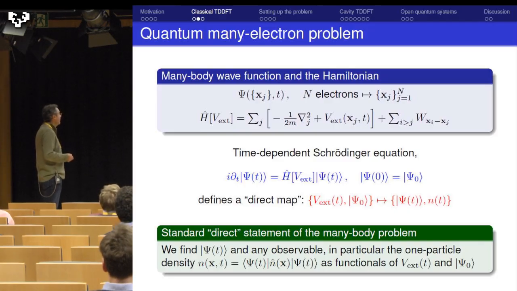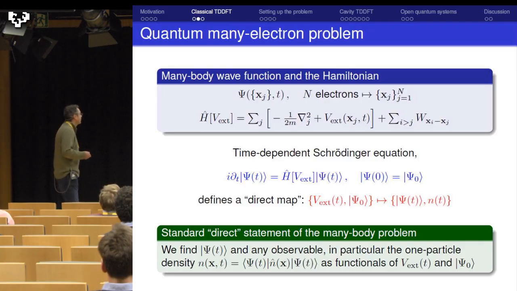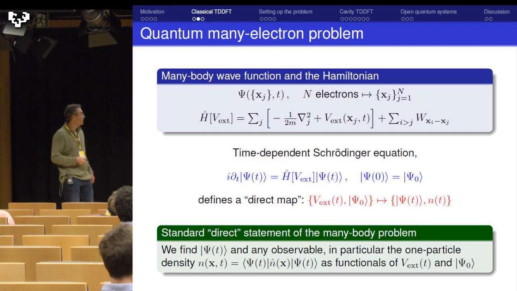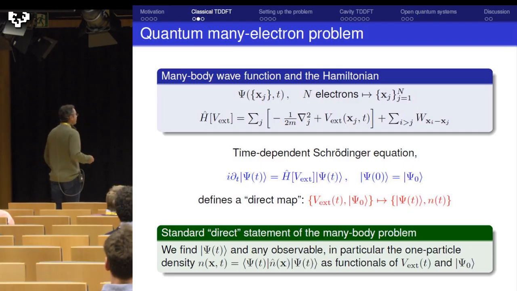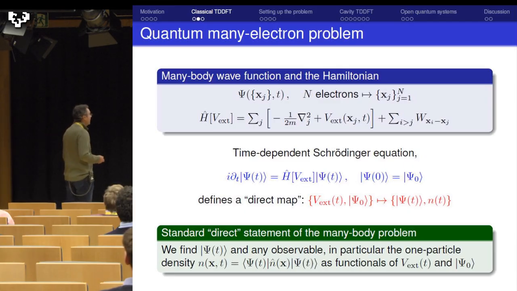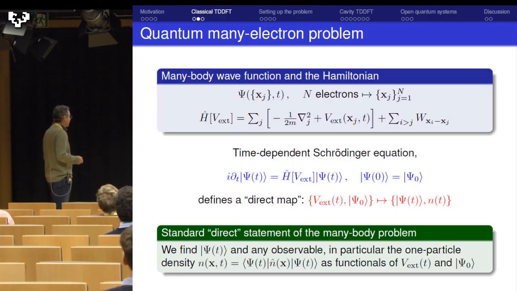What we have as the input in the standard formulation of the theory is the initial state and the external potential which confines and drives the electrons. And then the solution of the Schrödinger equation defines what I call the direct map. So the external potential and the initial state are mapped to the many body wave function at any time t, and any observable we can calculate as an expectation value of a proper operator.